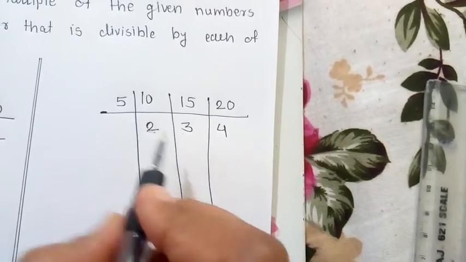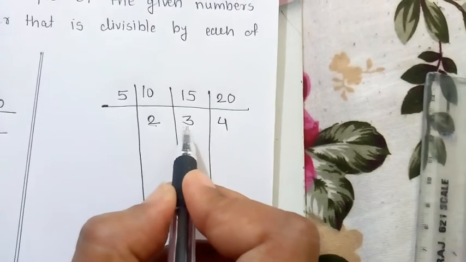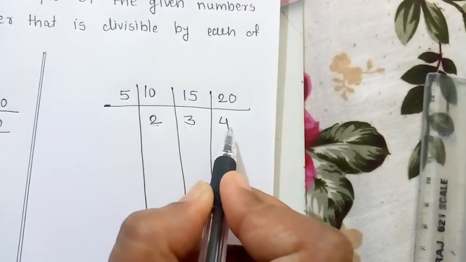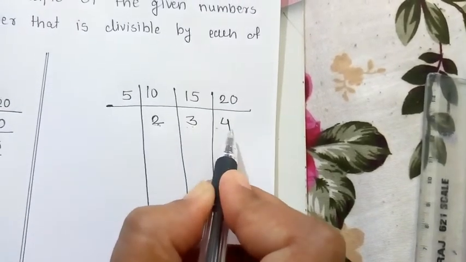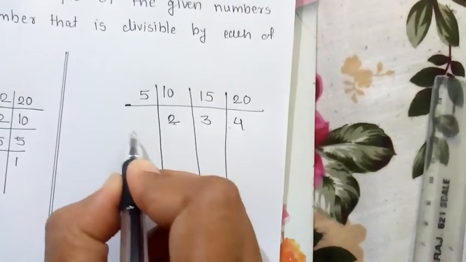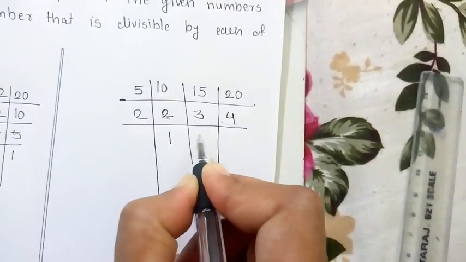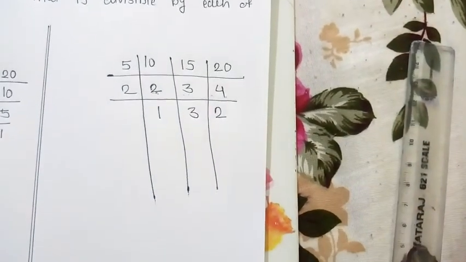Now we will see what is common in all these three. No common factor, because 3 is a prime number, 2 is a prime number, and from 4 we can take out 2, from this 2 and 4, but not from 3. So like this we can do: 2 ones are 2, 3 as it is, and 2 twos are 4.